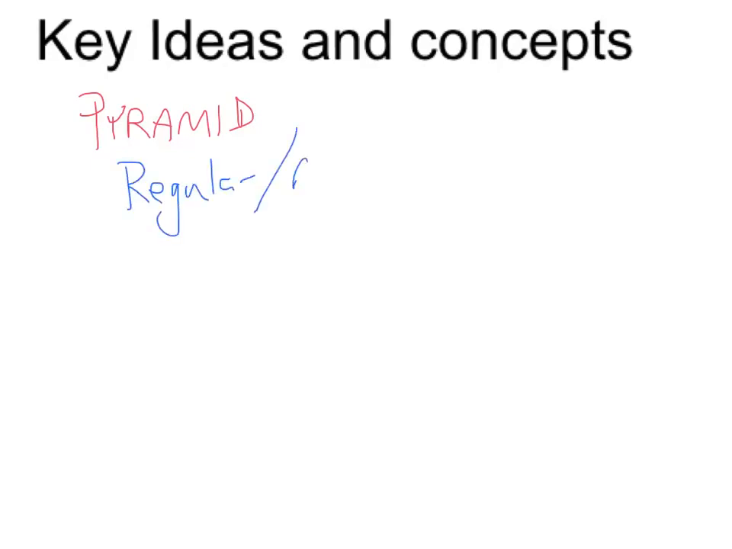Alright, the key ideas and concepts for this skill is we need to understand what a pyramid is and what is the difference between a regular pyramid and a non-regular pyramid. That difference is regular has a regular polygonal base and non-regular does not necessarily. Also, non-regular might have a vertex that is off-center.